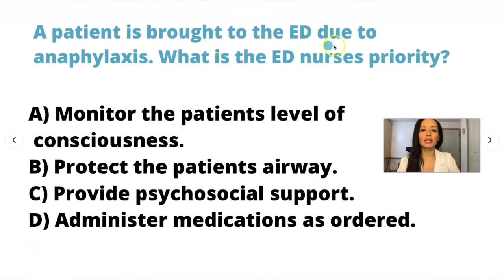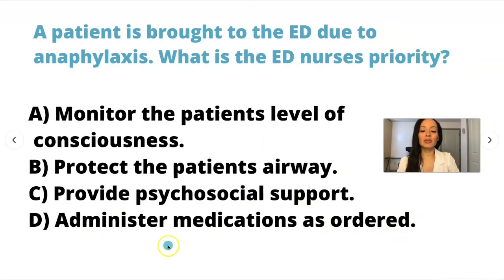A patient is brought to the ED due to anaphylaxis. What is the ED nurse's priority? Anaphylaxis is closing up of the airway. Monitor the patient's level of consciousness, protect the patient's airway, provide psychosocial support, administer medications as ordered.